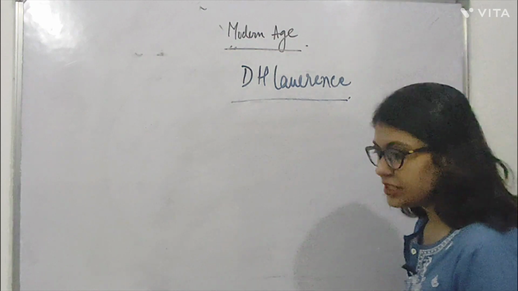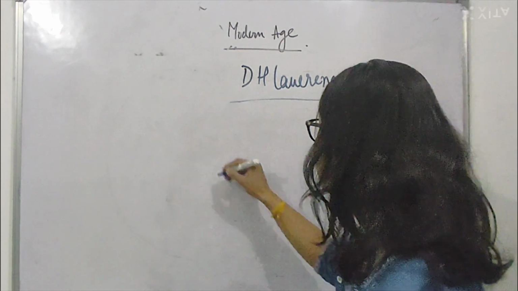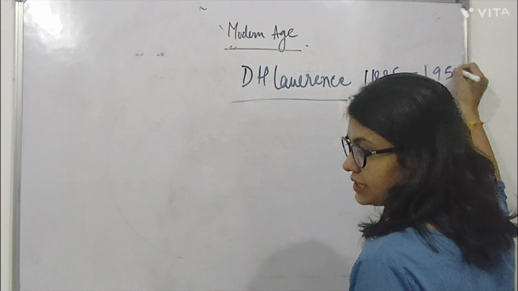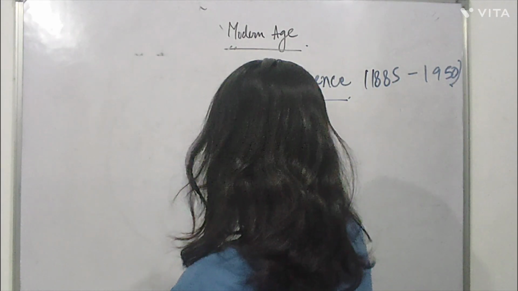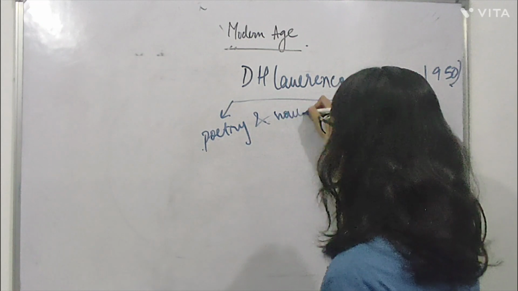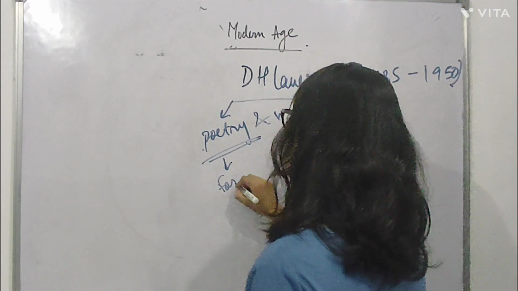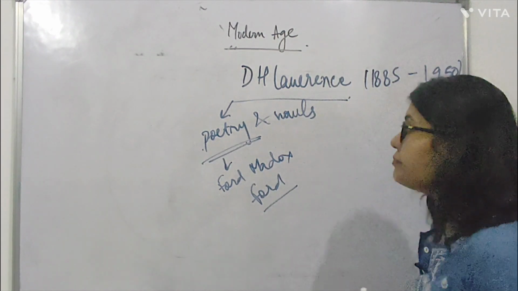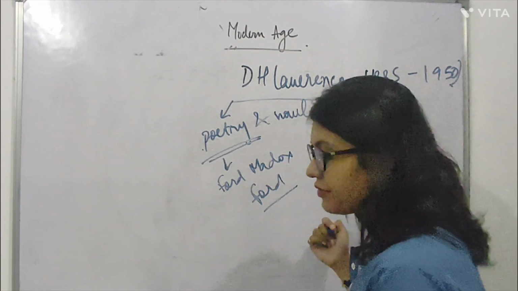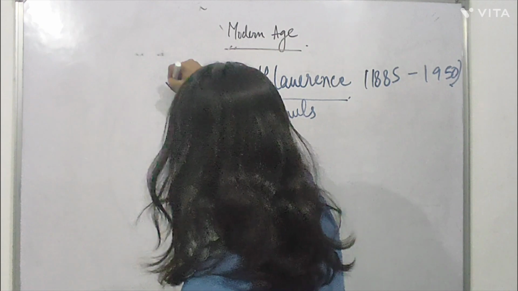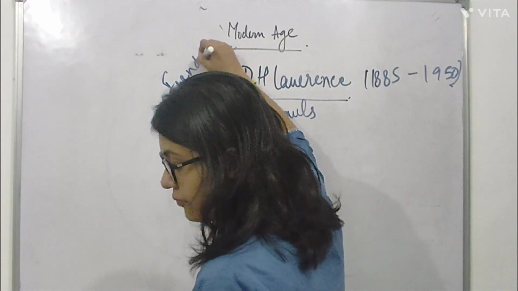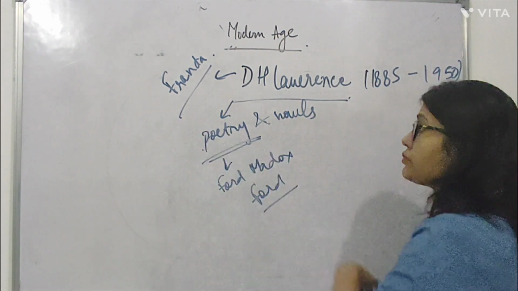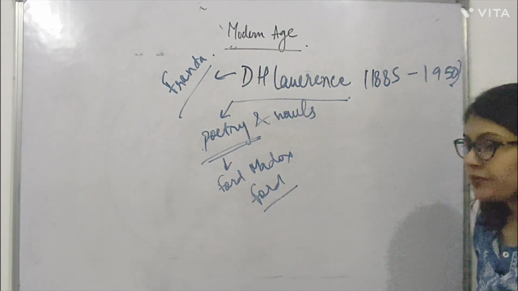Okay, the first thing that you need to remember about D.H. Lawrence is that he was born in 1885 and then he died in 1950. He used to write poetry and novels, and his poetry was made famous by Ford Madox Ford. That's another writer of the modern age that we are going to talk about later. He was in love with a woman called Frenda. Frenda was an aristocrat. She belonged to an aristocrat family.